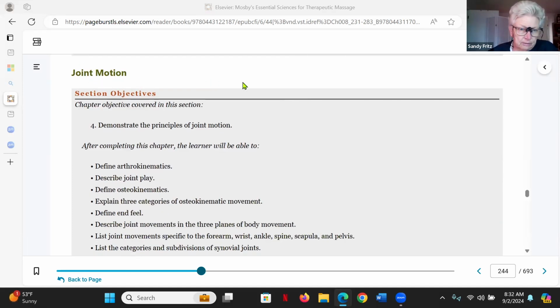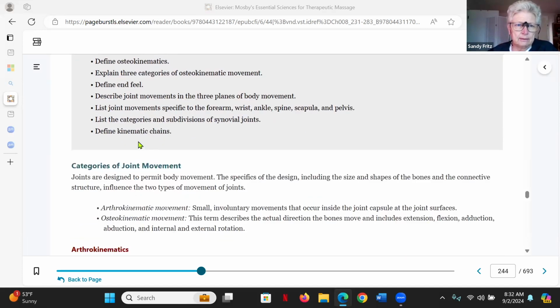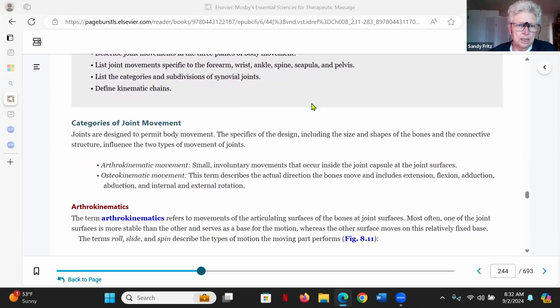So here's joint motion. And here are the subcategories that we're thinking about. So we have arthrokinematic movement and osteokinematic movement. So the arthro, joint, that is the movement that occurs inside the joint capsule. So it's usually a spin or a roll or some sort of translation. It's secondary to the movement that is produced by the muscles. Osteokinematic movement, this is the one we think about when we are doing joint movement assessment or joint movement intervention. This is flexion, extension, adduction, and so forth.